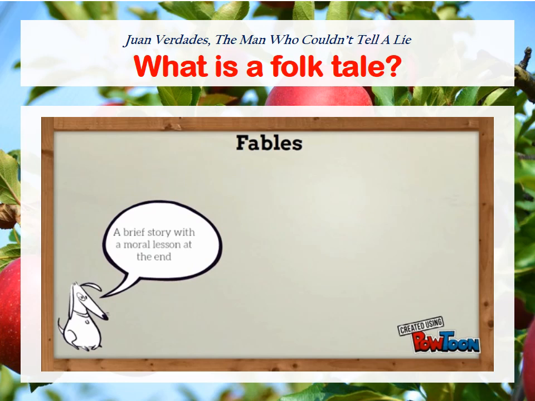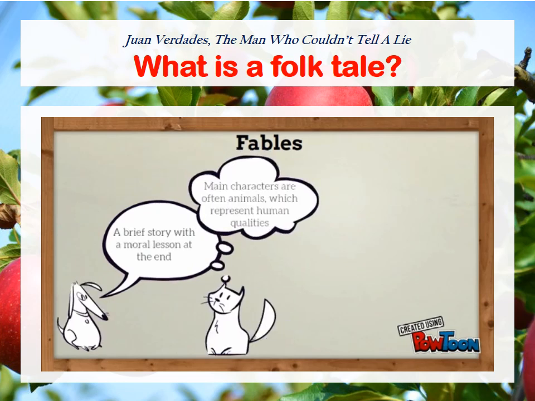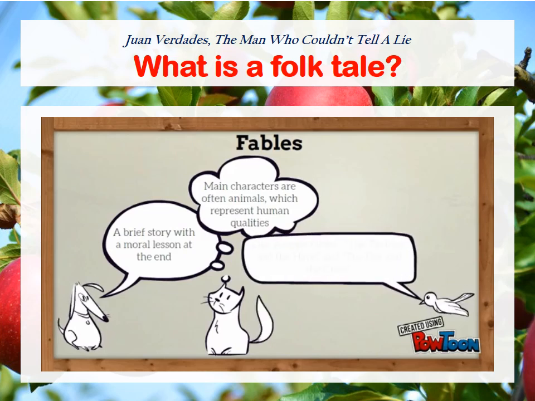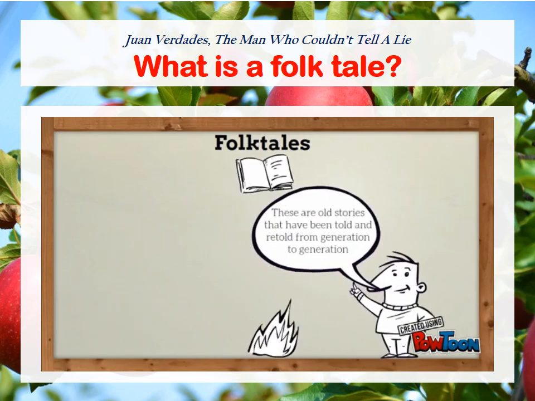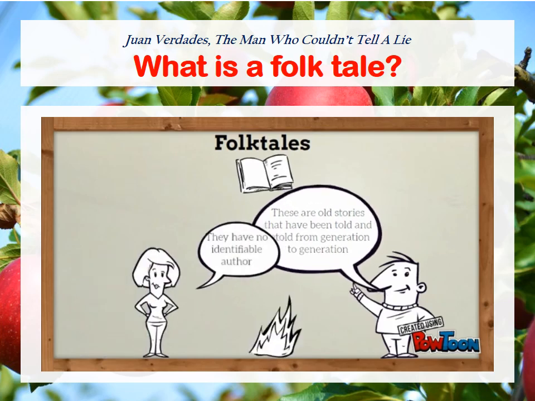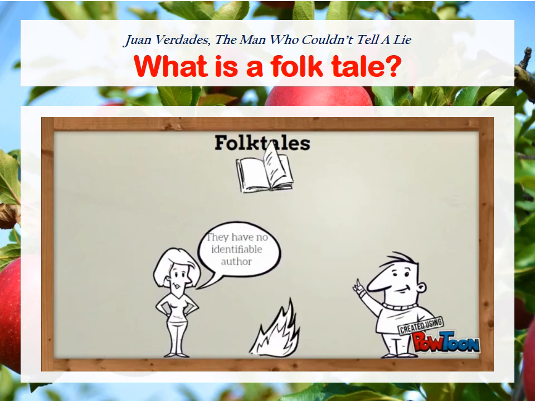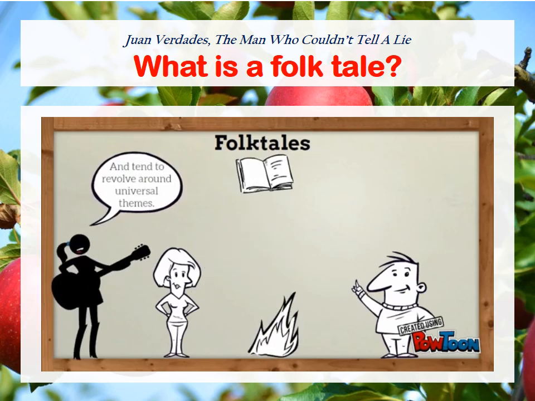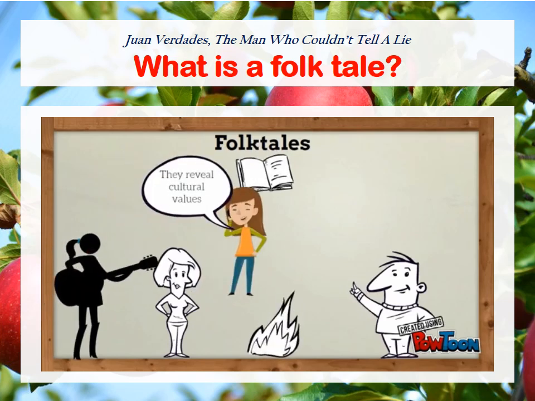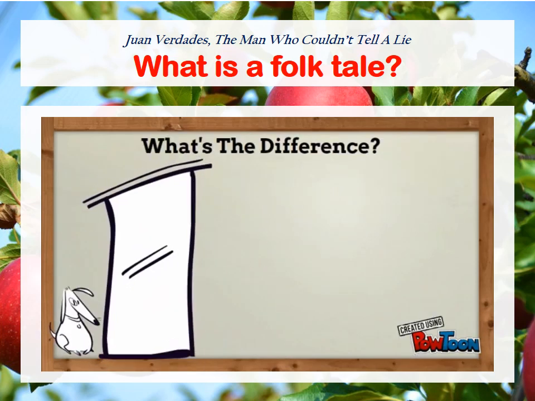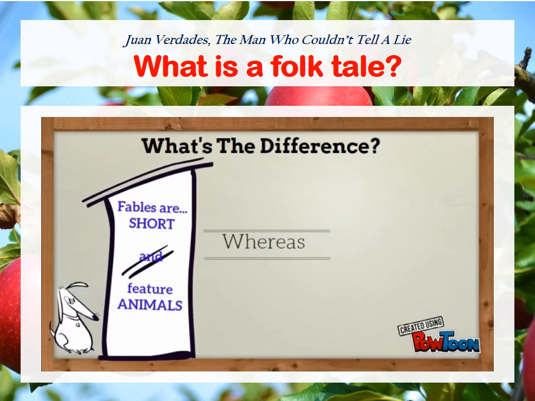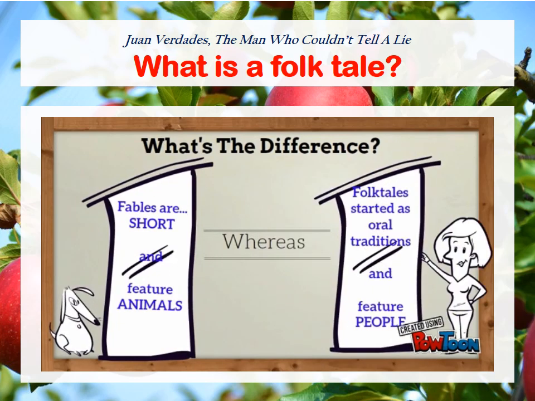Fables are brief stories with a moral at the end. The main characters are often animals which represent human qualities, like Aesop's fables, the tortoise and the hare, and the fox and the crow. Folk tales are old stories that have been told and retold from generation to generation. They have no identifiable author. They tend to revolve around universal themes and reveal cultural values. They also will probably communicate a moral or lesson. So what's the difference? Fables are short and feature animals, whereas folk tales started as oral traditions and feature people. Both of them will teach a moral.